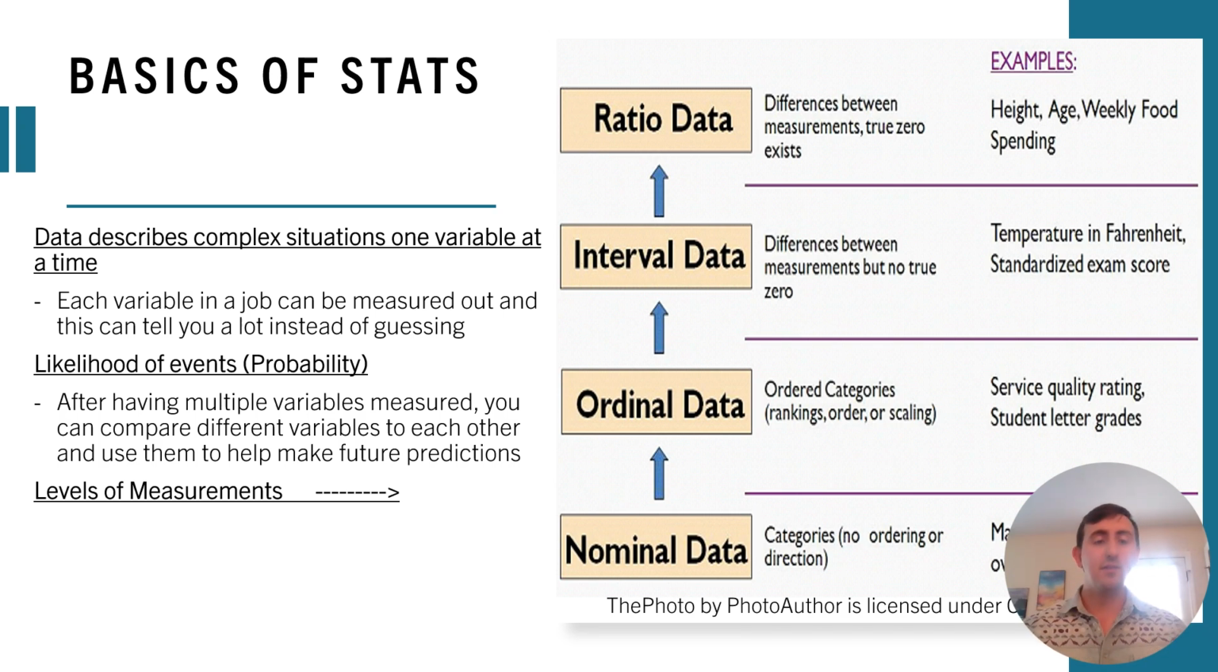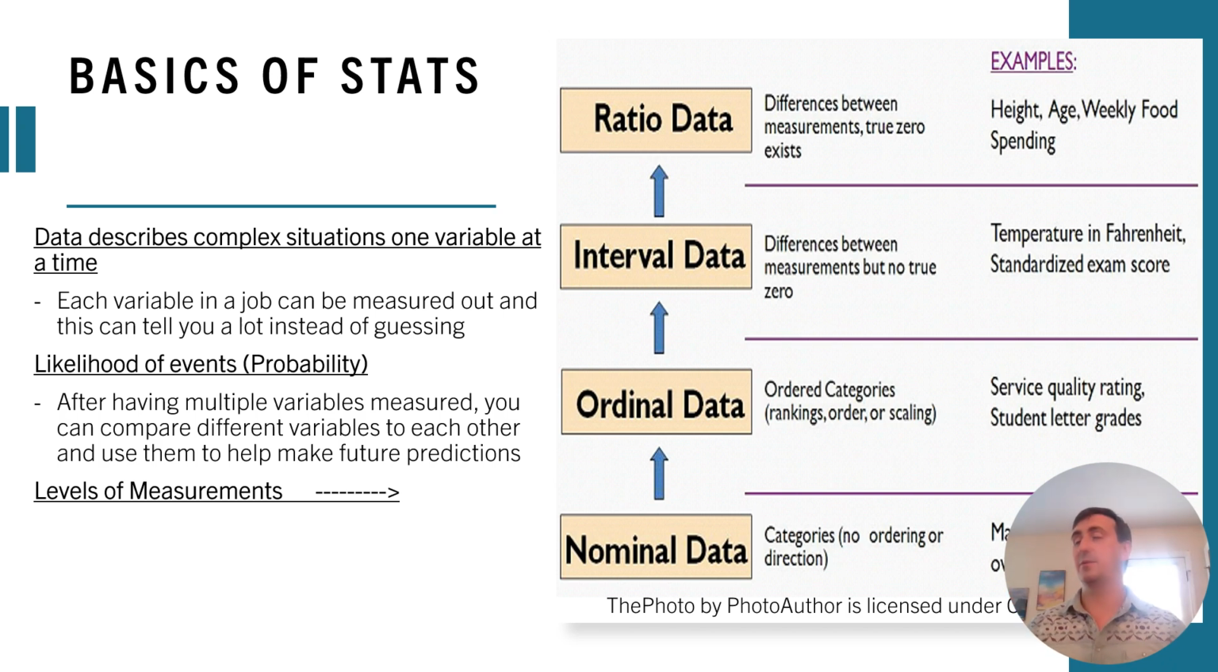So another thing to know about statistics is, if you have enough points of data, you can actually start looking not just at this present moment, but into the future, and look at the probability of events upcoming. After you have a couple of different variables measured out, you can compare those two to each other. So as one variable moves, the other variable moves too, and you can then start making predictions about the future.